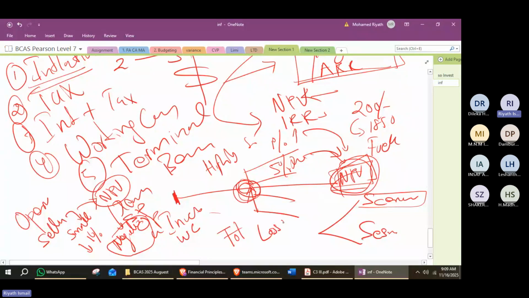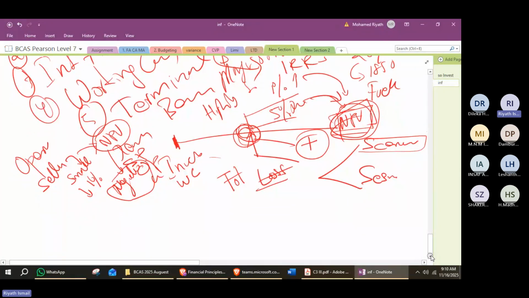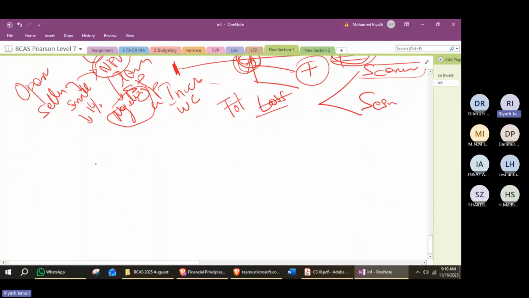Ultimately, it makes a loss, right? So it's very important to keep the NPV a positive value. We studied in the break-even point analysis the margin of safety. Likewise, in the NPV analysis, we do not call it a margin of safety. We call it sensitivity.